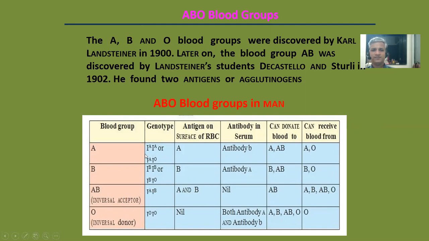See in this chart, there is the ABO blood group having blood group A, B, AB, and O. These four different blood groups show its genotype, which type of antigen is present on the surface of RBCs, then which antibody is present in the serum, which type of blood group the person with a specific blood group can donate to, and from which type of blood group he can receive blood.